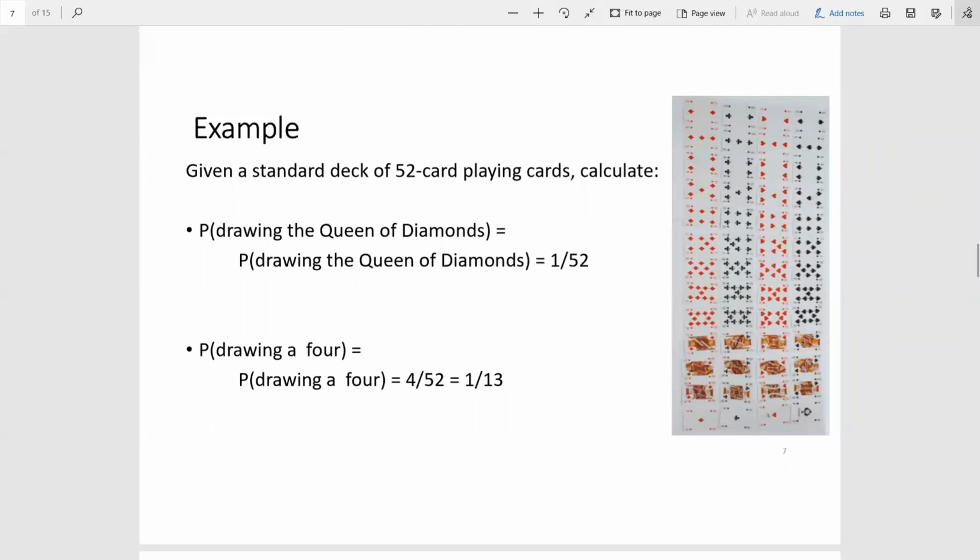Now, getting back to a standard deck of cards, calculate the probability of drawing the queen of diamonds. Since there's only one queen of diamonds, the probability is 1 out of 52. The probability of drawing a 4: there are 4 4s corresponding to the 4 suits. So the probability is 4 out of 52, which can be reduced to 1/13.